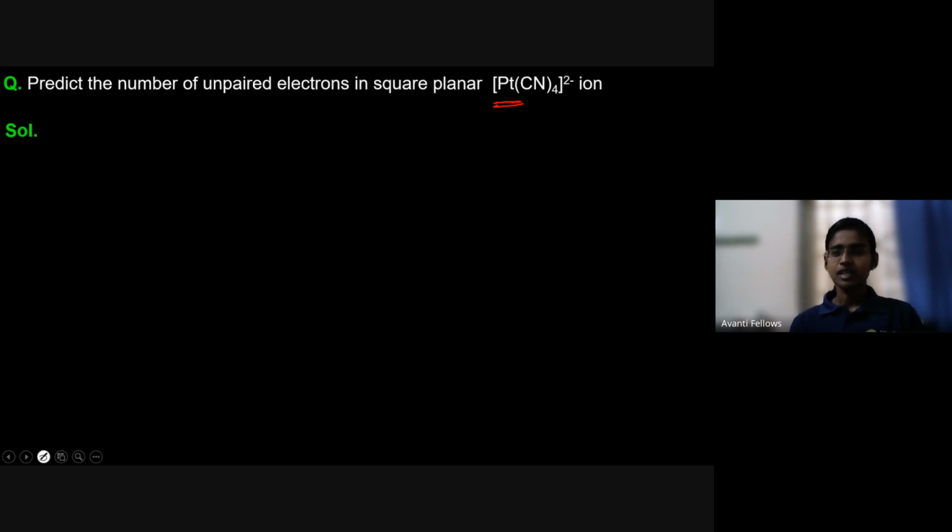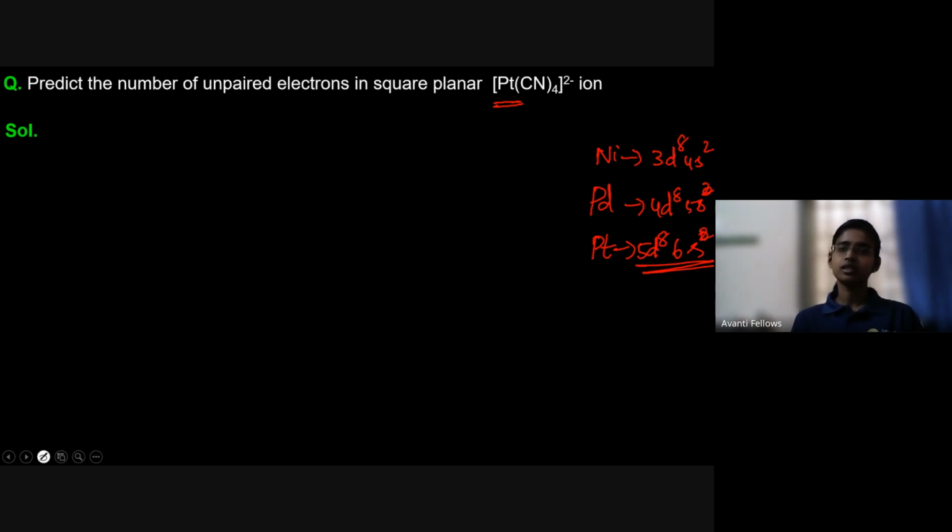Fine. Hitashri gave the correct answer. It is +2 because the configuration will be d8. If nickel is having 3d8 4s2 configuration, palladium would have 4d8 5s0. Yes, you are correct. And for platinum, it would be 5d8 6s2, right? This would be the configuration.